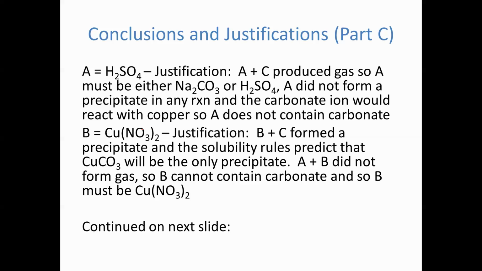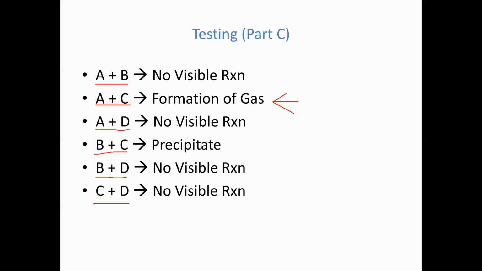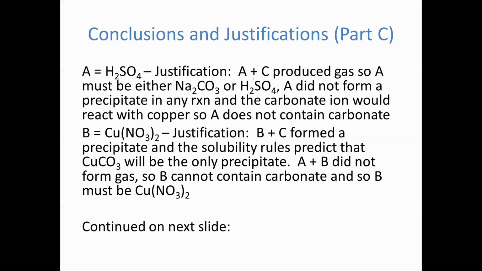On to copper nitrate. So B is identified as copper nitrate from our results, and the way we can tell is that B and C formed a precipitate. Now we already concluded that A and C made a gas, and we realized that A had to be sulfuric acid. Therefore, C must be carbonate. It must have carbonate in it. And so that means that B has to be copper carbonate.